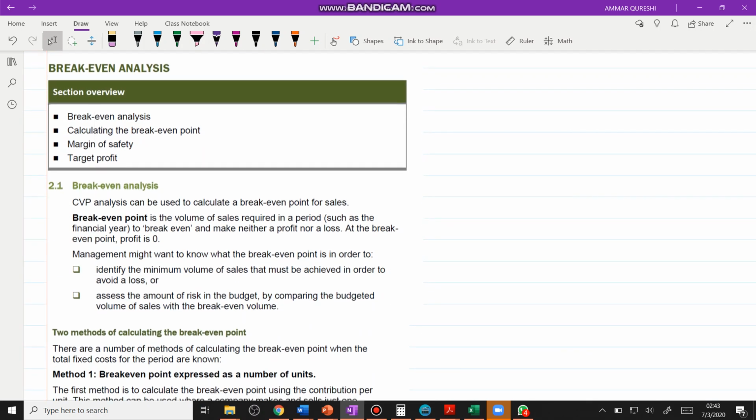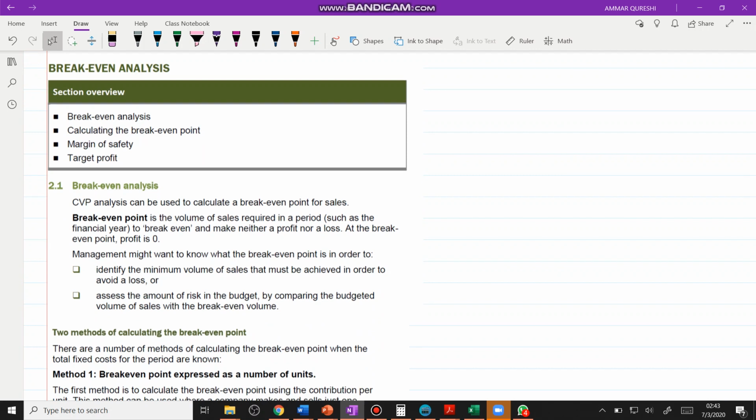The first important point which we are going to discuss is the break-even point. Now what is the break-even point? Break-even point is a point where the company earns no profit and no loss, right? If the company earns no profit and no loss, we say that the company is at the break-even point. Now the question is why a company is interested in identifying a point where it earns no profit and no loss.